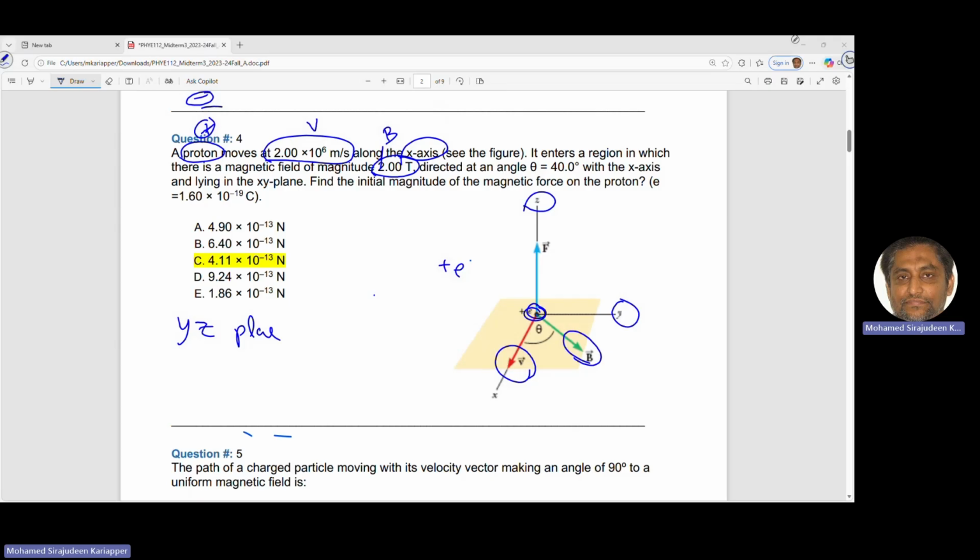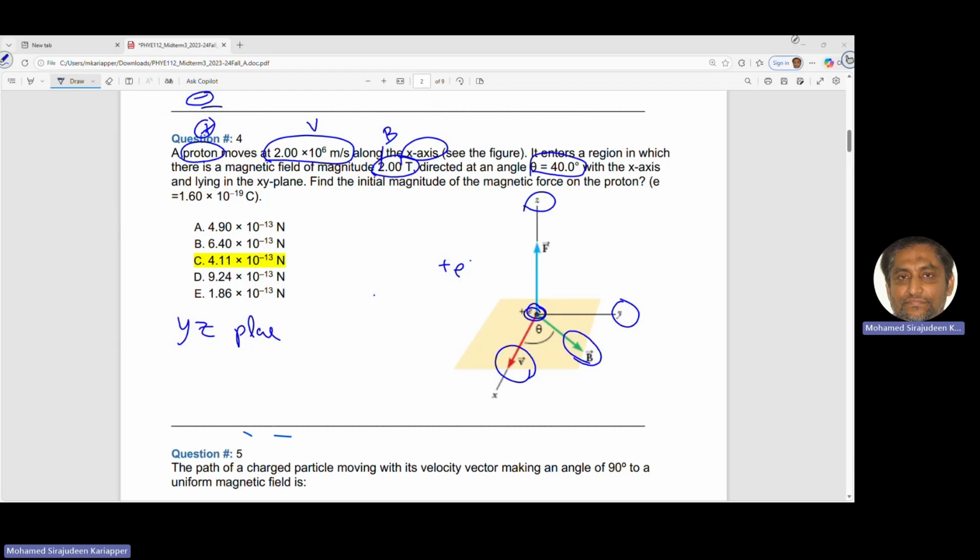It is in a horizontal plane. Which plane is the magnetic field? Is the plane the XY plane? Okay, and making an angle of theta equal to 40 degrees. So let me show it with my pencil.